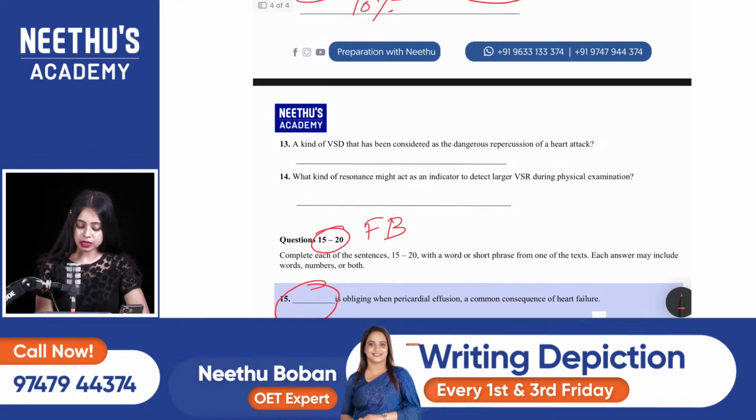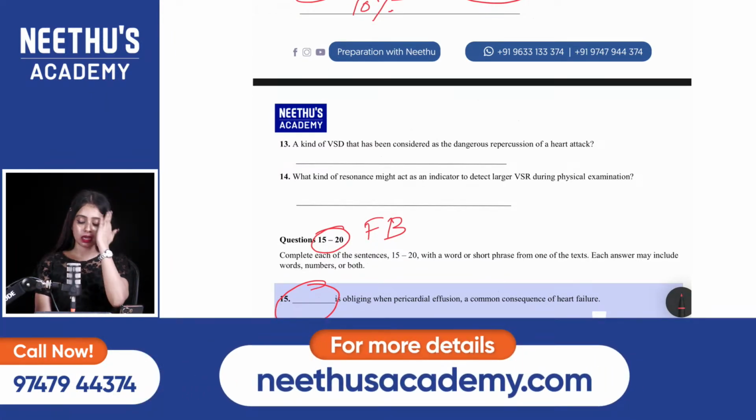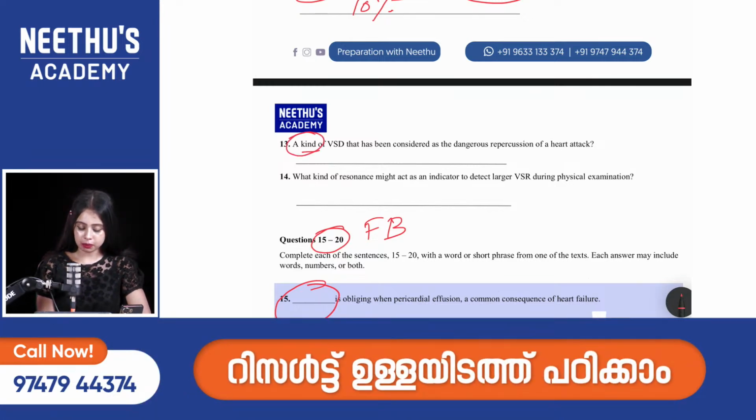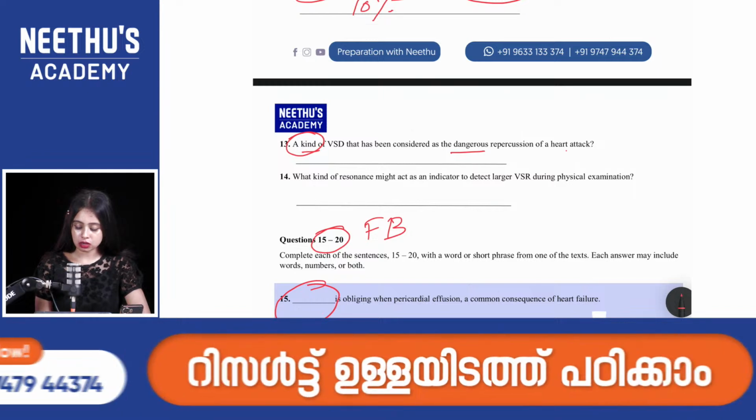The 13th one: a kind of VSD that has been considered as a dangerous precursor of a heart attack. So they are asking for a kind, a type, of VSD linked to a dangerous heart attack.